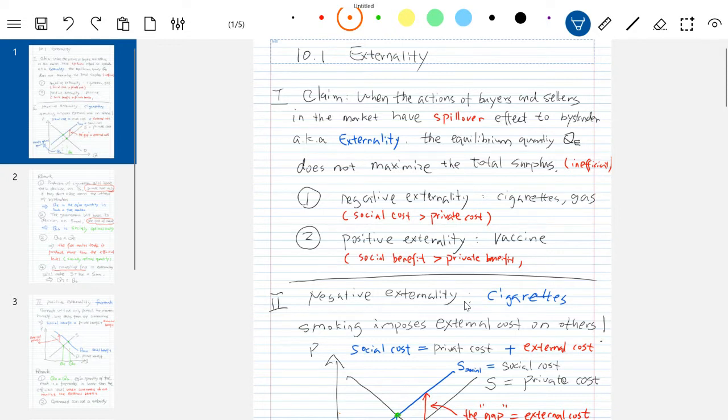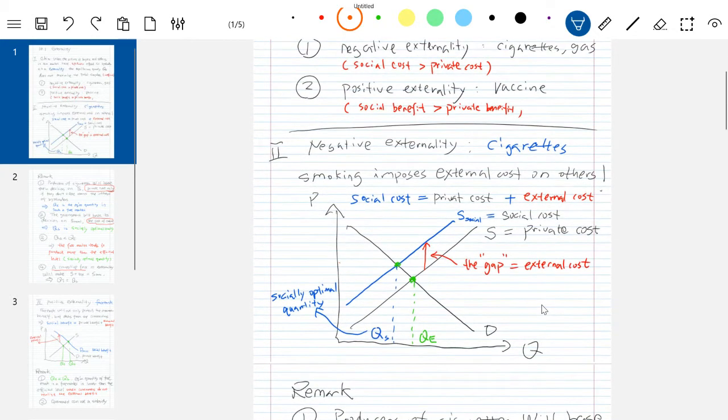Alternatively, if the benefit of consuming the good is not only enjoyed by the consumers who pay the price, but also other people, we would say this good has a positive externality because consuming this good will benefit other people. Examples include vaccines.